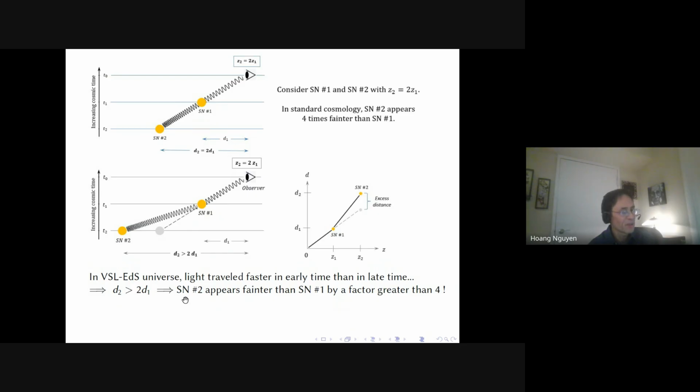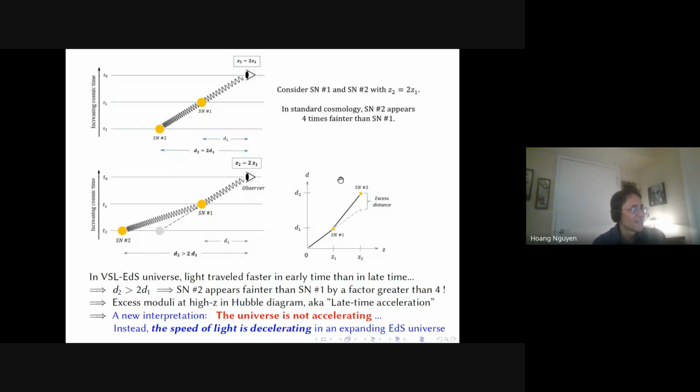And so therefore the supernova 2 will appear much fainter than supernova 1, by a factor greater than 4 compared with the usual standard cosmology. And if we plot D versus Z, we see that instead of a straight line, you will start here. Now with an extra modulus right here, that's why we have something different upward. That is what we saw in the Hubble diagram for supernova. All right, good. So that produced an excess moduli for the high Z in the Hubble diagram, also known as late time acceleration, over the past 28 years.